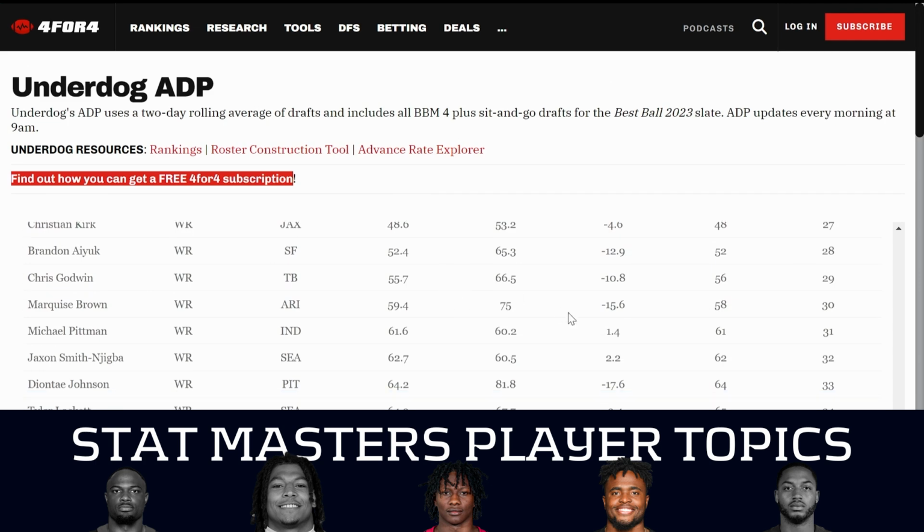Marquise Brown has gone up 15 spots because of the cutting of DeAndre Hopkins, but we've known for months DeAndre Hopkins was going to get cut. It wasn't a surprise or a secret. So that's why when he was at ADP 75, he was a great pick. And he's not a bad pick in the 5th round. Marquise Brown should always be a 5th round pick. He's a wide receiver too. But there are downsides to Marquise Brown this year.